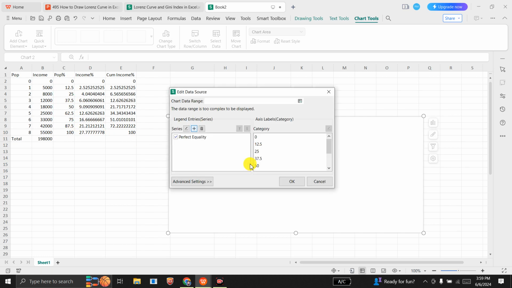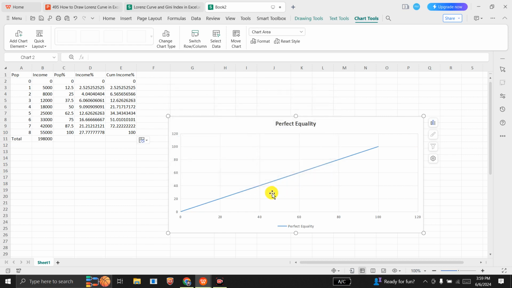So after this, I got the line of perfect equality. It means that 20% of the population is earning 20% of the income, 40% of the population is earning 40%, and 100% of the population is then earning 100% of the income. So this is the line of perfect equality, and in this case, the value of the Gini coefficient will be equal to 0.